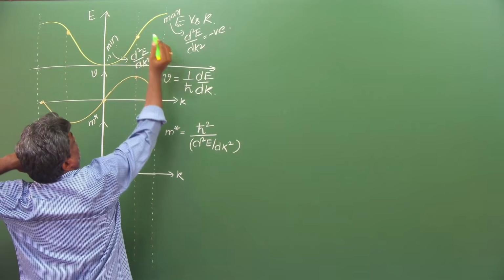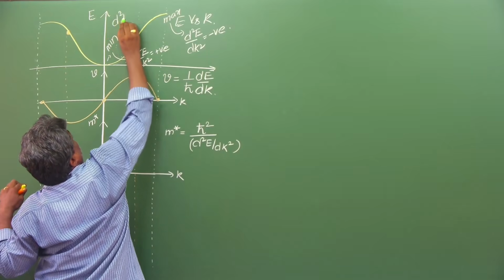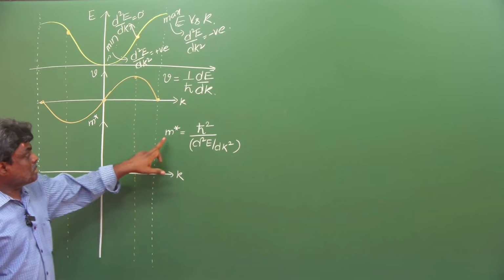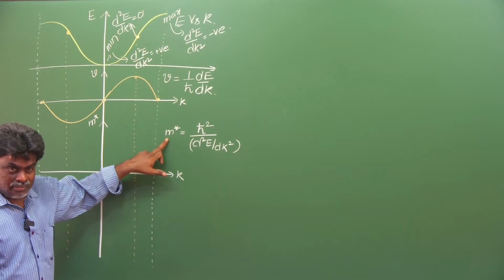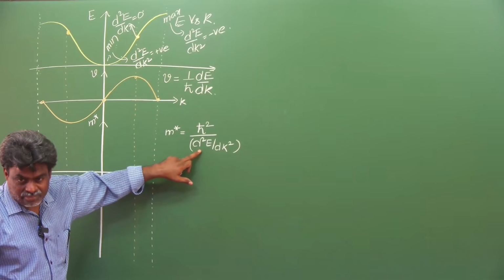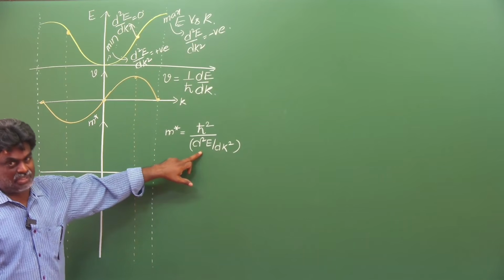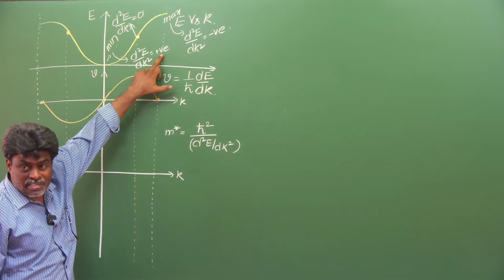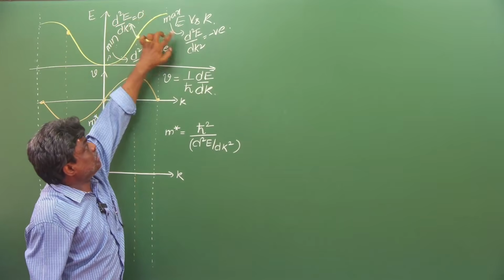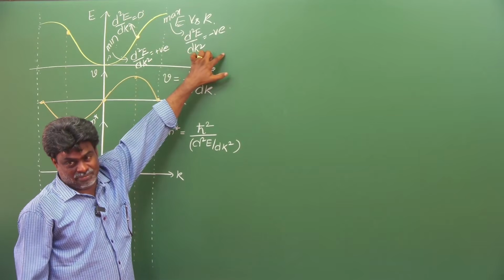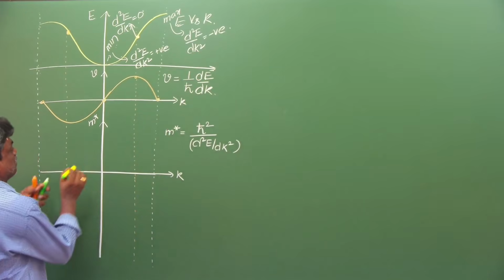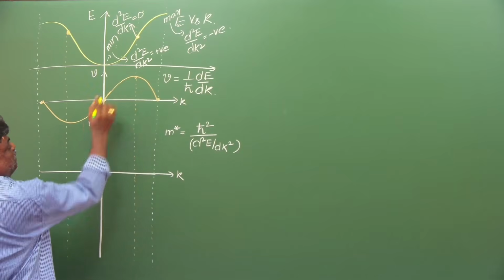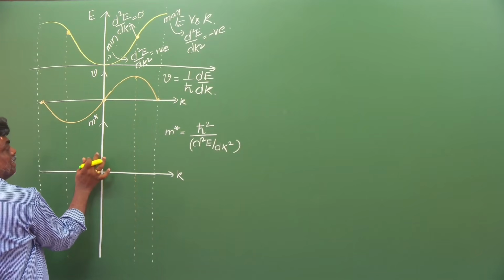At the point of inflection, d square E by dk square is how much? So in the m star graph, m star is becoming infinity at the point of inflection. In the lower part, d square E by dk square is positive; in the upper portion, d square E by dk square is negative. Understand? That's why, at a point of inflection it is going to infinity, but positive m star.